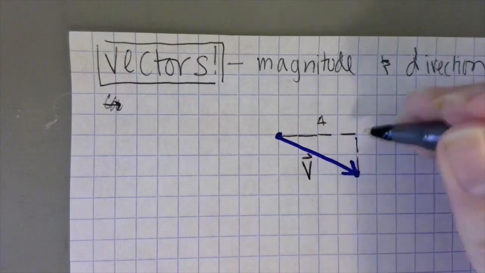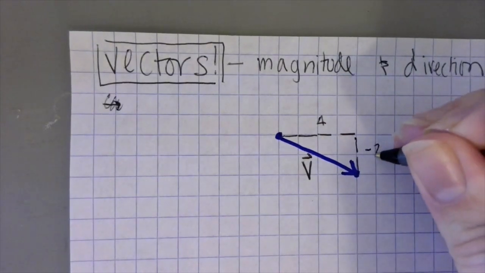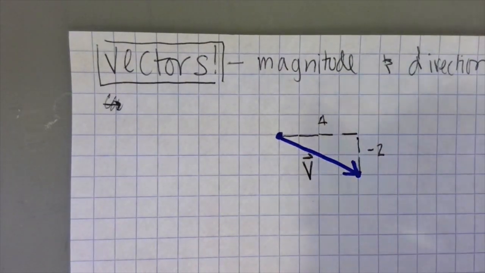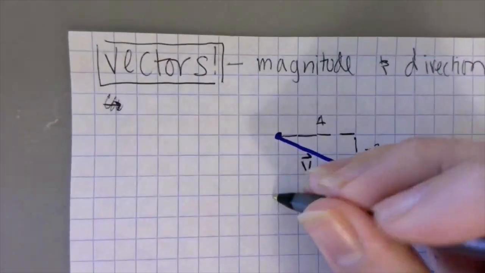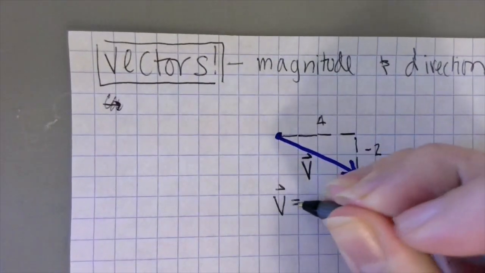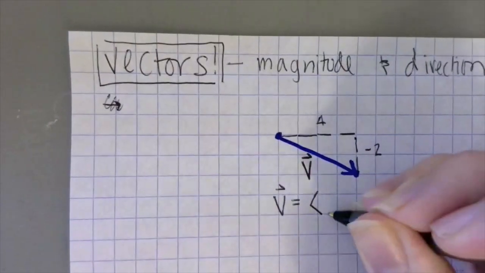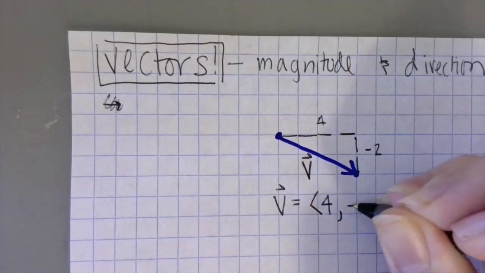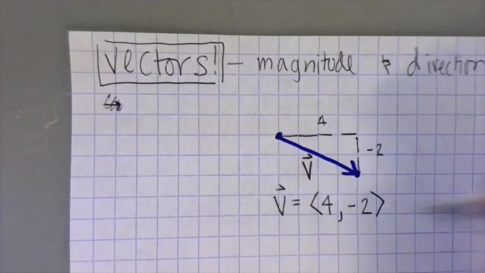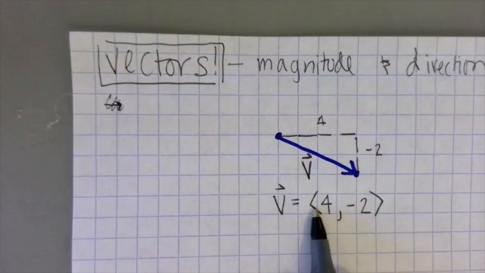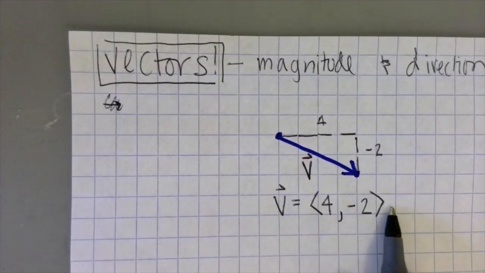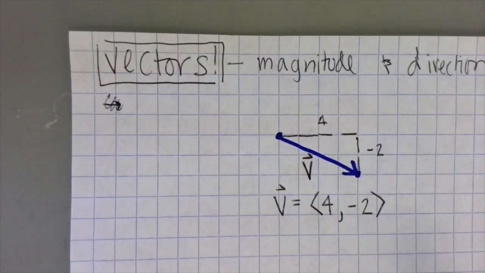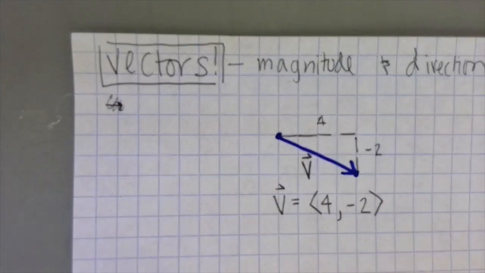Well, these have direction, so this 2 units down is going to be -2. So we can say that vector V equals <4, -2>. We symbolize a vector by using these pointed parentheses. So they're not rounded parentheses, they are pointed.